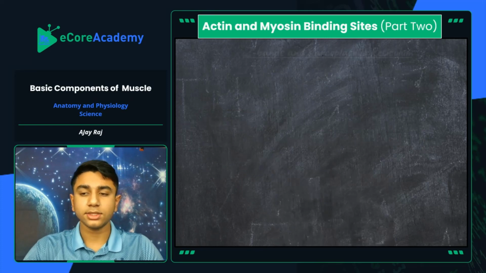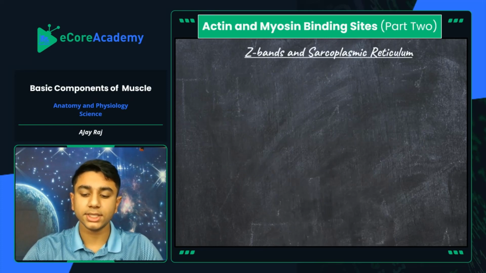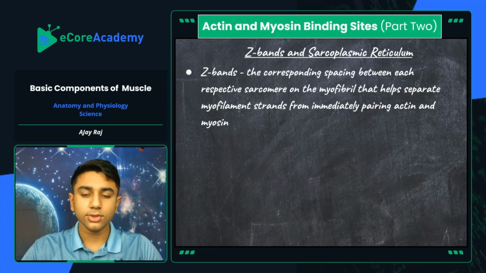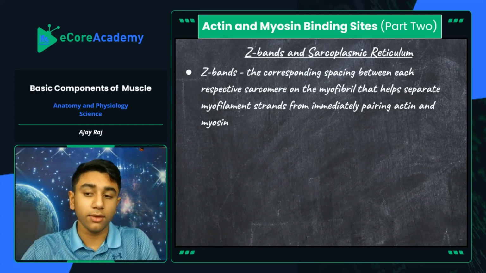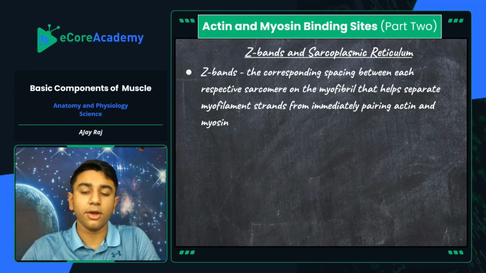Actin and myosin binding sites, part 2. Let's take a look at Z-bands and sarcoplasmic reticulum. So these Z-bands are the corresponding spacing between each respective sarcomere on the myofibril that helps to separate the myofilament strands from immediately pairing actin and myosin.